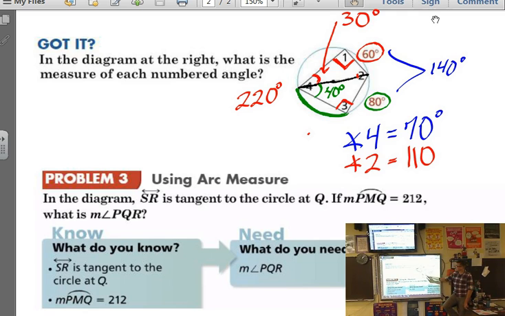So then, by the triangle angle sum theorem, I can figure out that this other angle would have to be 70. If that's 90 and that's 40, this has to be 50, which would make my green arc right here 100. It's on the edge. Make sure we pay attention to that.